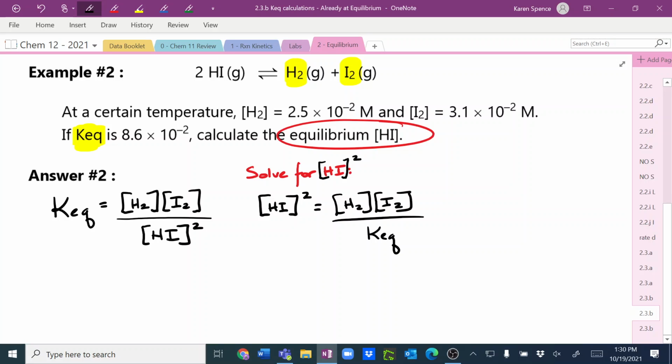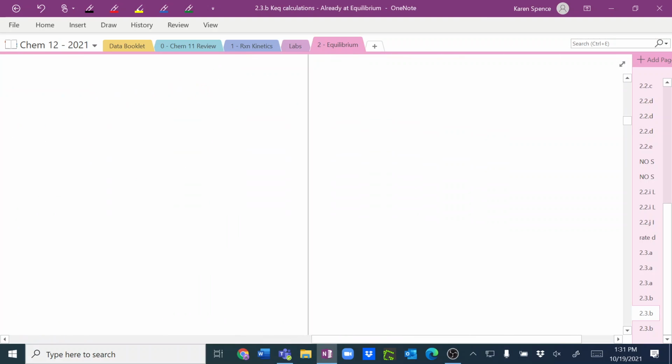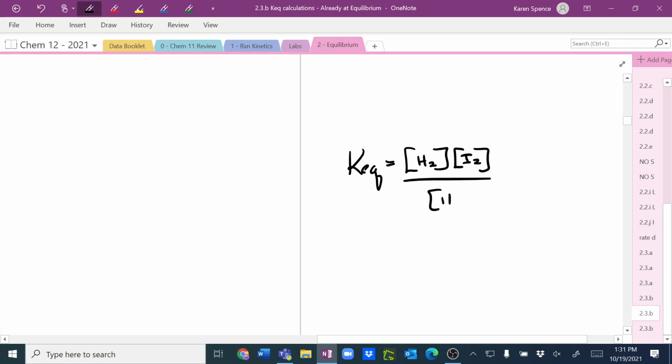Would you guys be able to do that algebra on your own? Or do you want me to go through it? Go through it? Okay. So what I've got, and I'm going to do it over on the side because I don't have a lot of room here. So we have KEQ is equal to H2 times I2 over HI squared. And so if you want HI all by itself, you need to get it up into the numerator. There are two ways of doing that. You can multiply both sides by, I think this is how the math department does it. Is this how the math department does it? Yeah, okay.